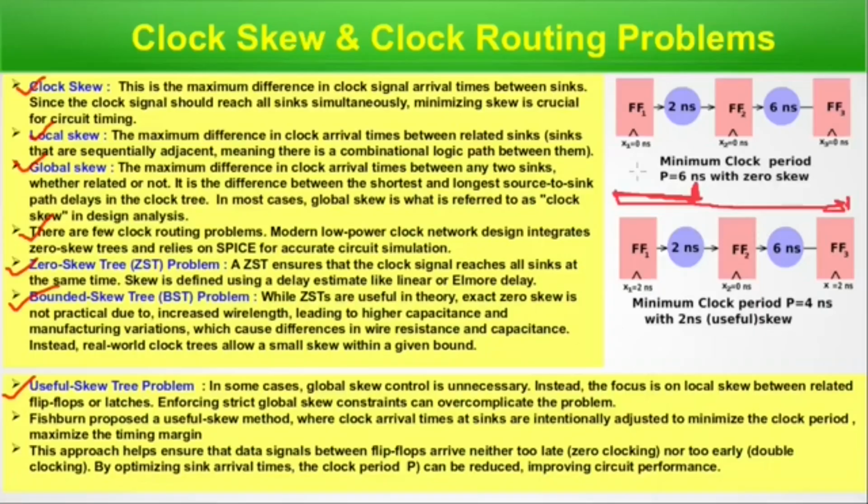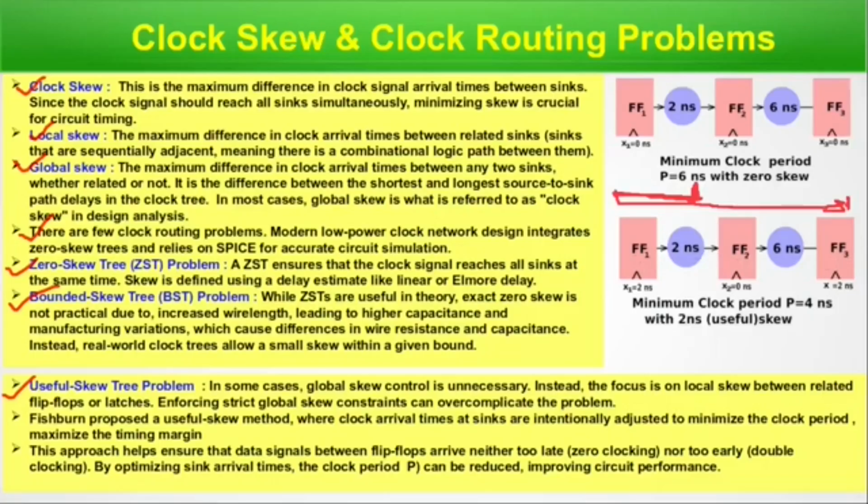There are two diagrams. In the minimal clock period case, at time 0 nanoseconds the clock starts, and after 2 nanoseconds it's reaching here. After 6 nanoseconds it is reaching FF3, the third flip-flop. So the minimum clock period is equal to 6 nanoseconds with 0 skew. And here the skew is adjusted a little bit, there is a skew of 2 nanoseconds.